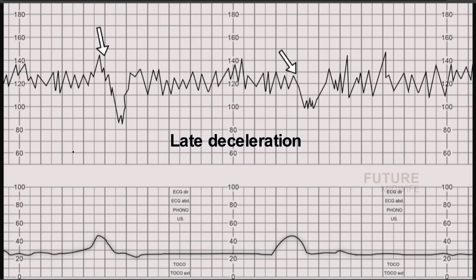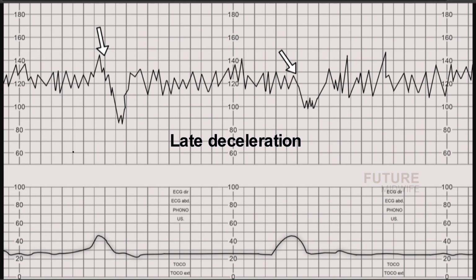Next, we'll see what we mean by late deceleration. Late deceleration begins at the peak of uterine contraction and recovers after the contraction ends. This type of deceleration indicates there is insufficient blood flow through the uterus and placenta. As a result, blood flow to the fetus is significantly reduced, causing fetal hypoxia and acidosis.